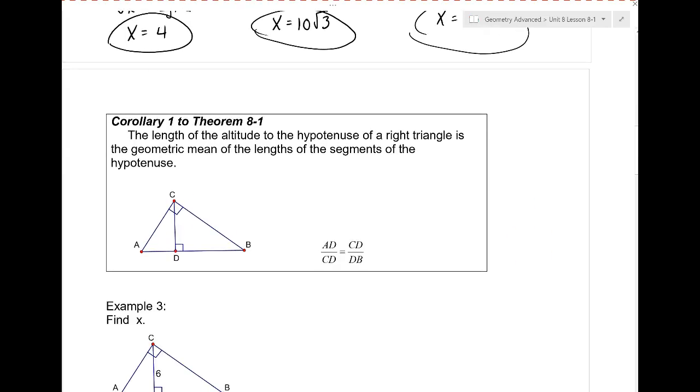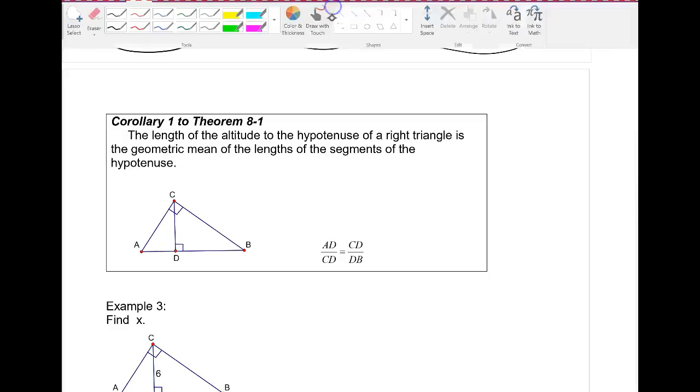So it's a corollary to the very first one, which means I'm really using the concept of similar triangles to set up proportions. It says the following. The length of the altitude to the hypotenuse of a right triangle is the geometric mean of the lengths of the segments of the hypotenuse. Everyone got that? Let me reread that for you as your brains are going, my head just hurts reading this. It says the length of the altitude to the hypotenuse of a right triangle is the geometric mean of the lengths of the segments of the hypotenuse.